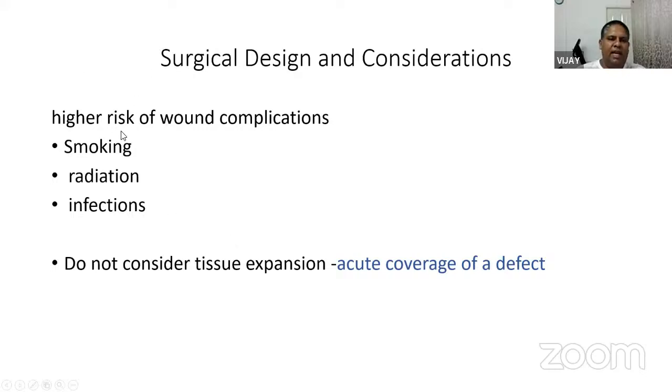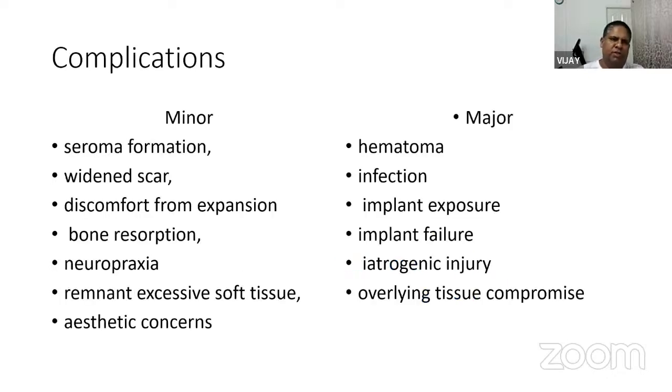In surgical design, there is a high risk of complications with smoking, radiation, and infection, and you should consider an acute coverage of the defect. Therefore, it is very well used in the neck, the scalp, and the forehead, but in the extremities, especially the legs, the tissue is not conducive.